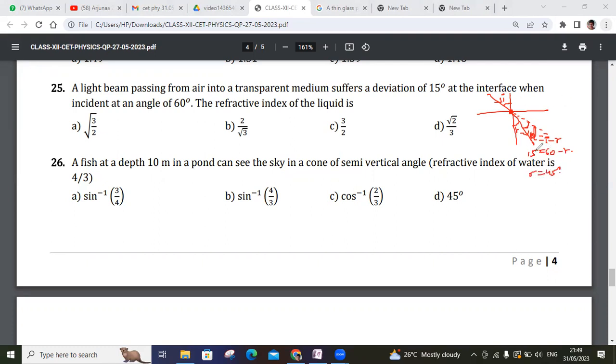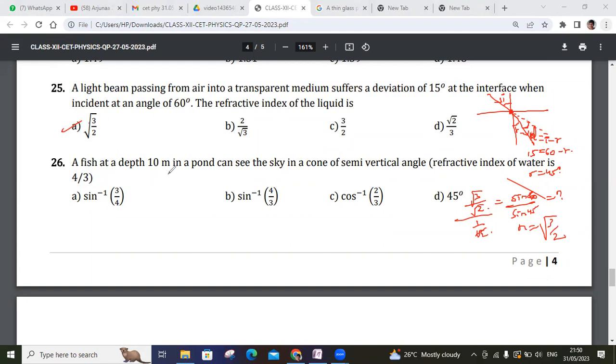So now apply Snell's law. Sin i by sin r is equal to n. i is 60, r is 45. So sin 60 is root 3 by 2, sin 45 is 1 by root 2. So root 2 and root 2 will cancel. So n will be equal to root 3 by 2. This is option A.